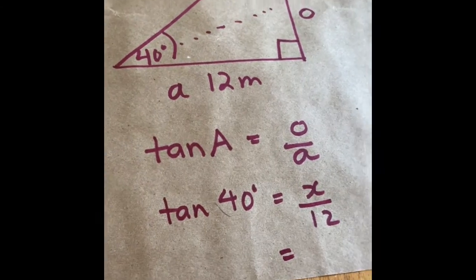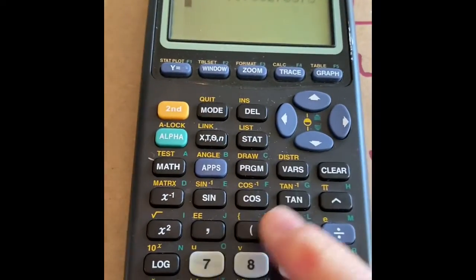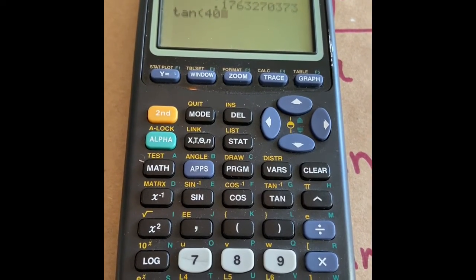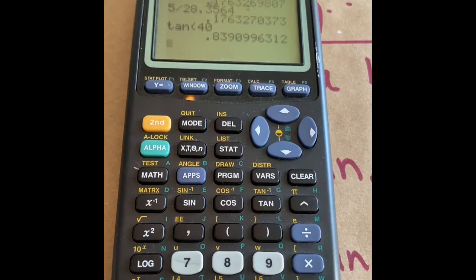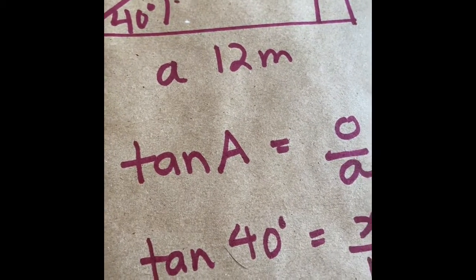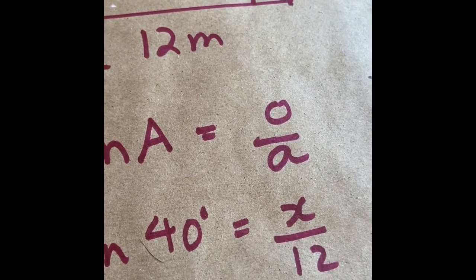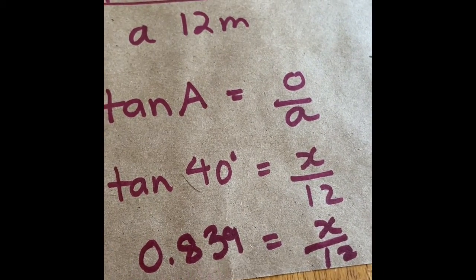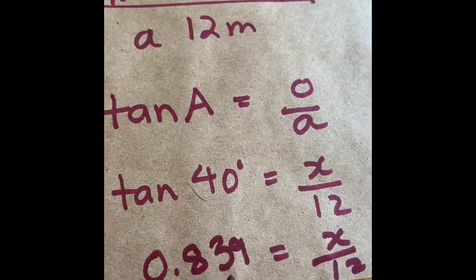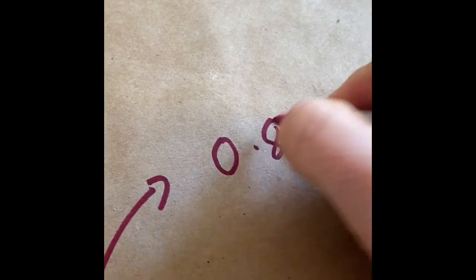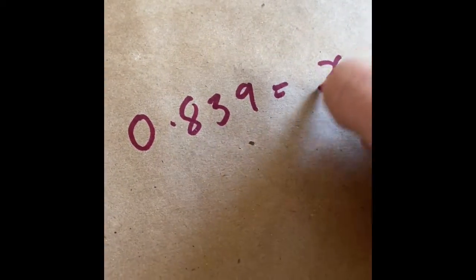I'm going to use my calculator always. I'm going to go tan of 40. On this calculator, tan 40 equals 0.839. So that means over here, my opposite divided by my adjacent should give me 0.839. So let's write that over here. 0.839 is equal to X over 12.